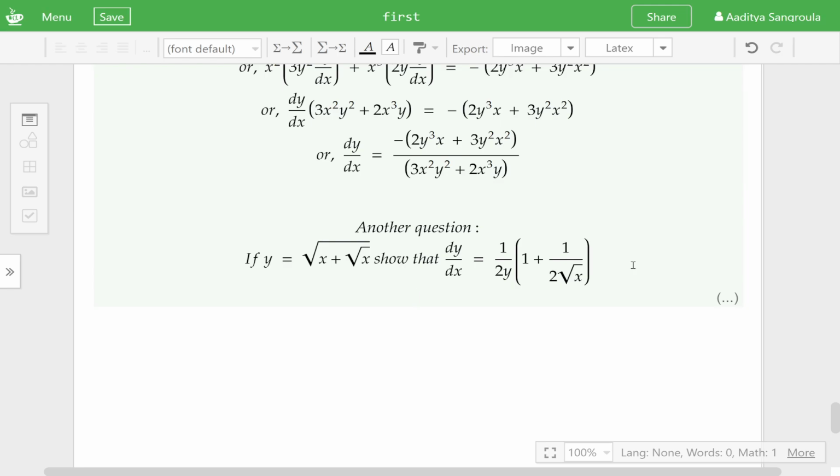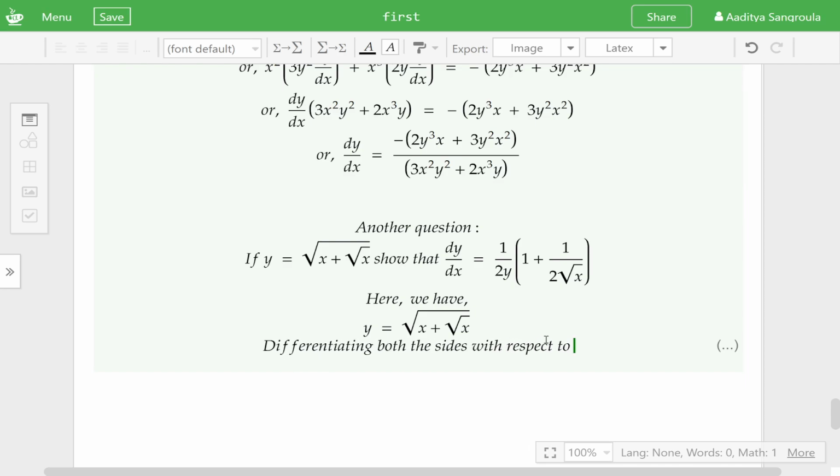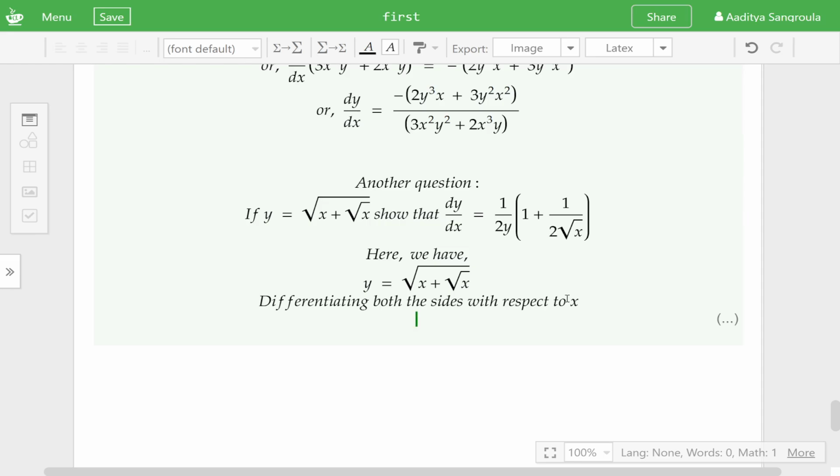So we have y equal to this, and we need to show that this is equal to that. Right now, how do we do it? Here we have, what do we have? Well, we have this. So we need to show dy over dx. So how do we get dy over dx? We differentiate both sides with respect to x.